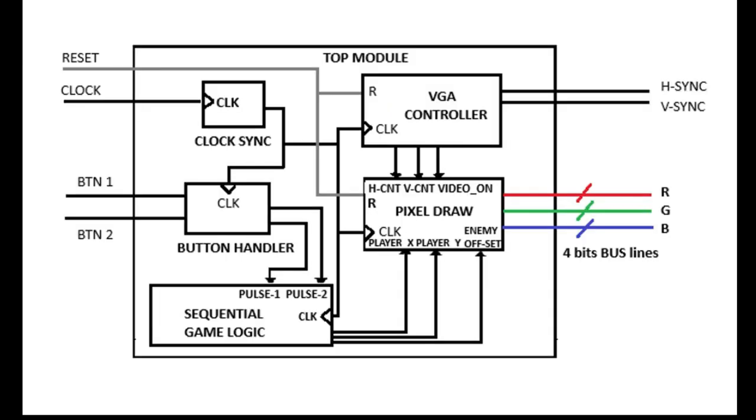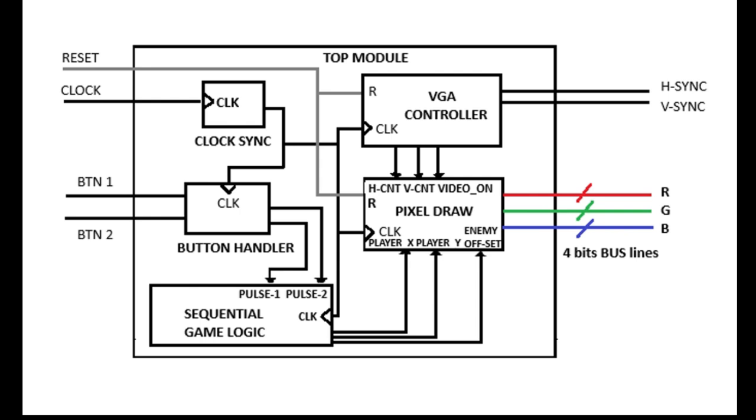Okay, so the controller that I have designed essentially takes four inputs and it gives five outputs. For the inputs, I have a reset and clock input and two buttons. Then the outputs are the horizontal and vertical sync, and then the RGB values. For the VGA port to take the RGB values, it will have to go through an ADC conversion, but the device that I'm using already has that implemented.